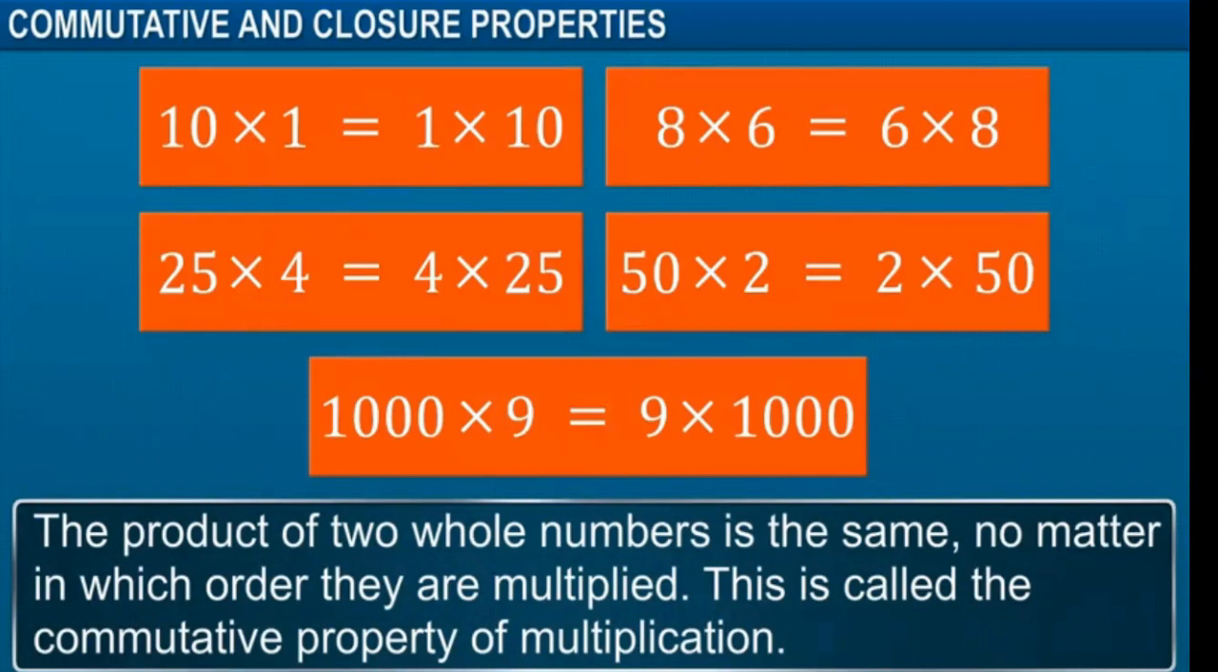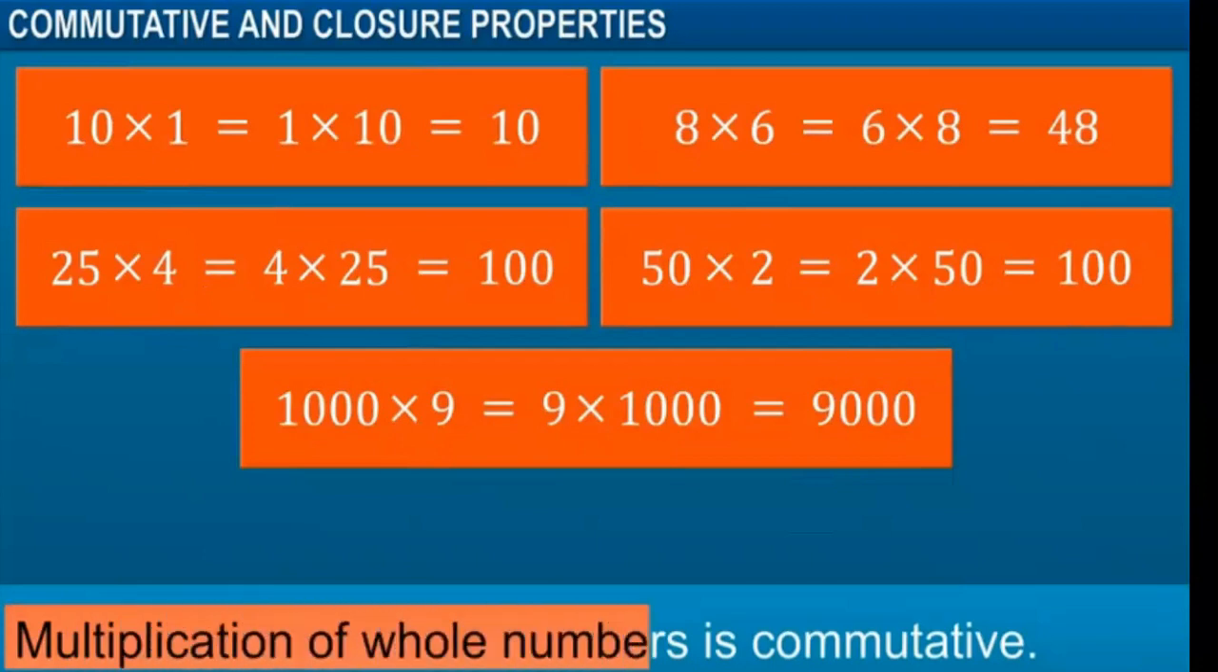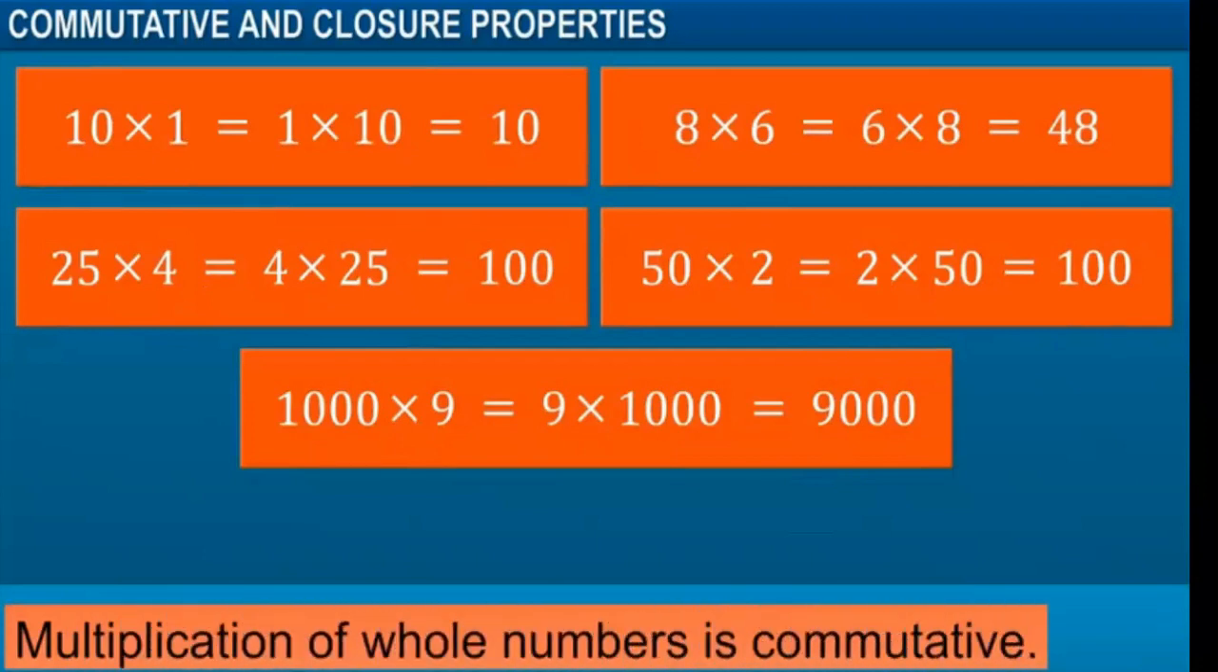Okay, so multiplication also follows the commutative property. Thus, multiplication of whole numbers is commutative. Okay, so just write this sentence.